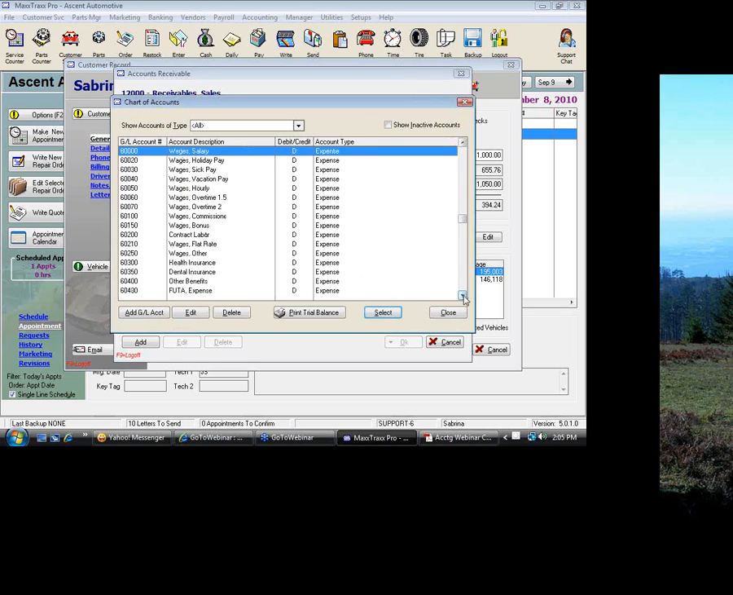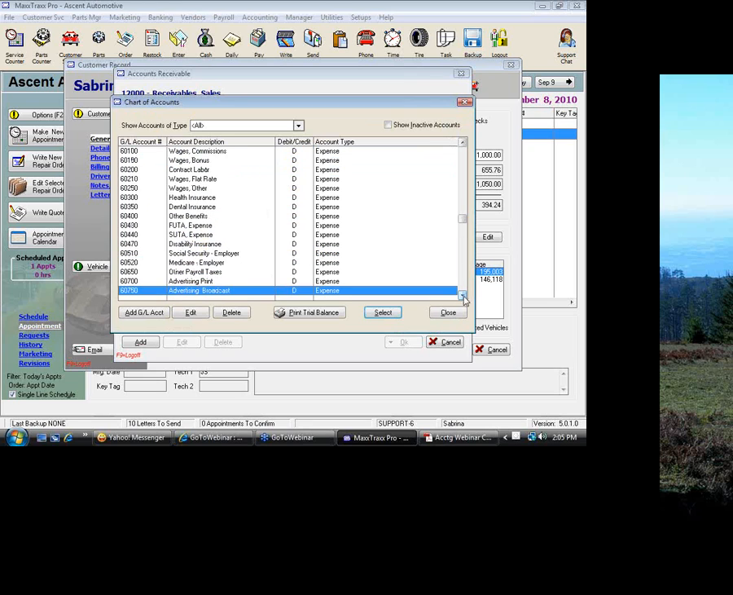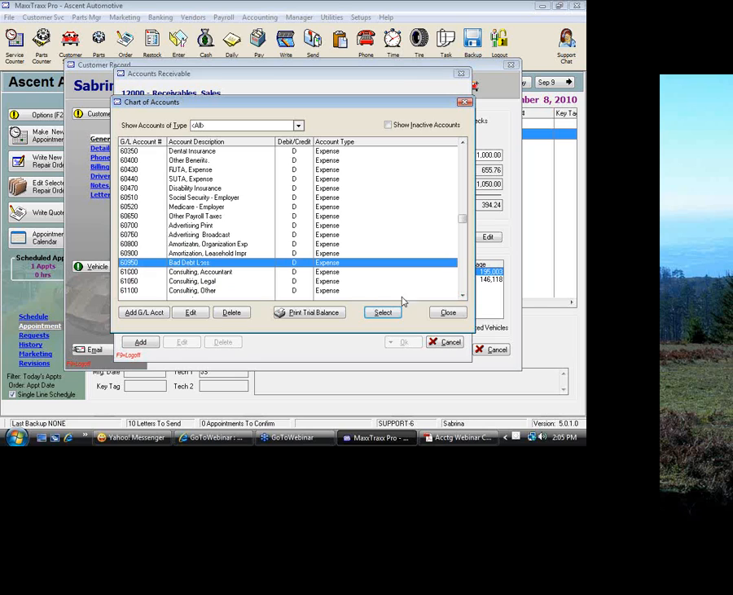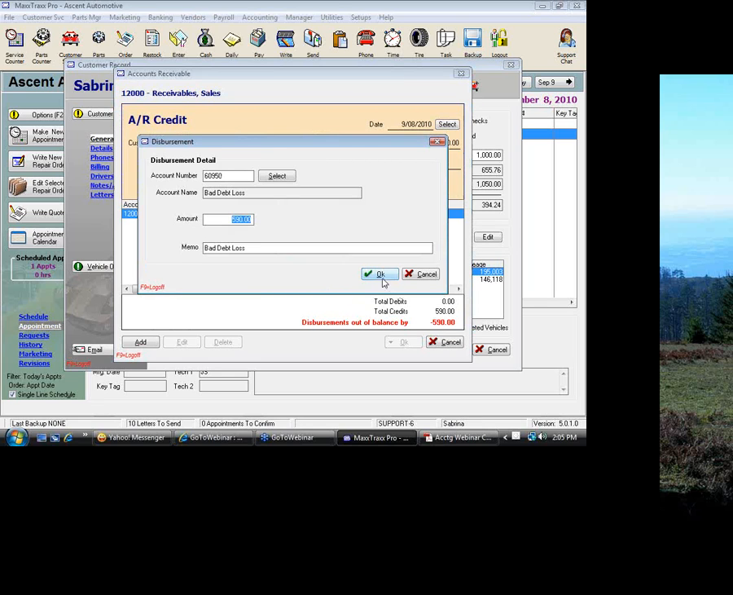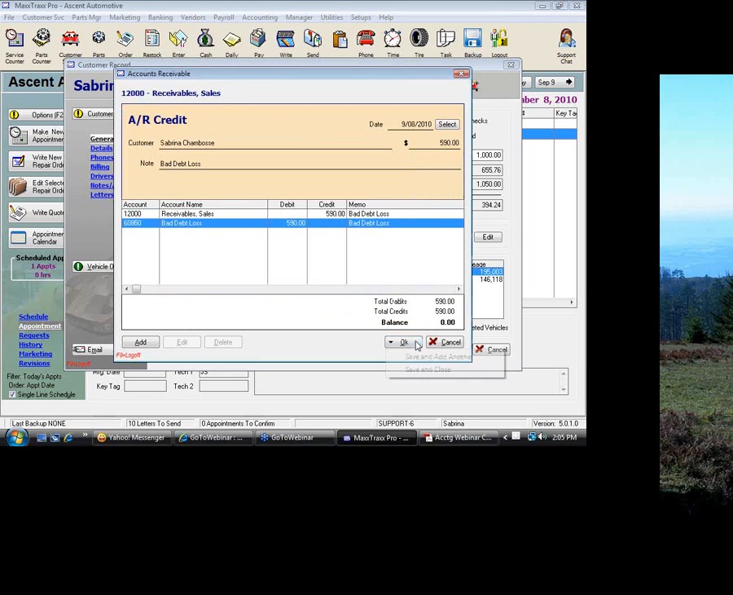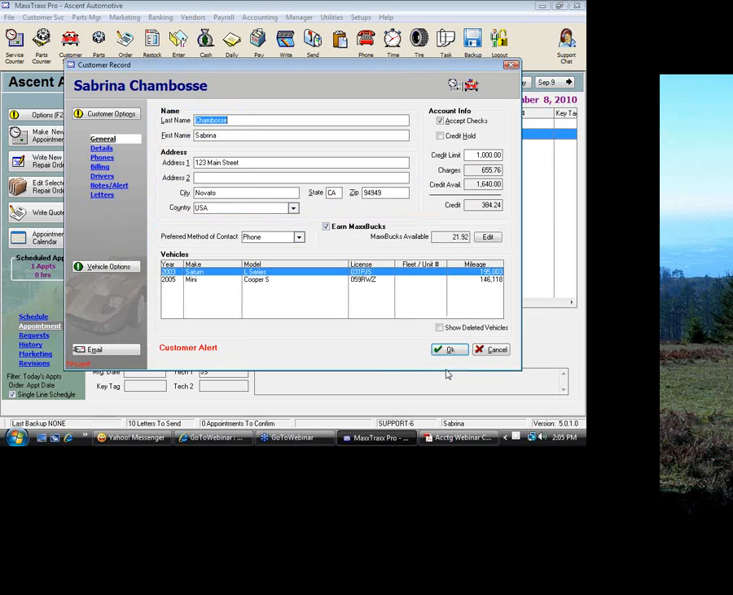I'm going to type 6, and it's a progressive search. It just gets me in the ballpark. Then I'm going to scan down, or if I remembered it, which I didn't off the top of my head, I could have just kept typing it in. Here's my bad debt loss. So that's how bad debt loss gets into the expense account. So save and close.